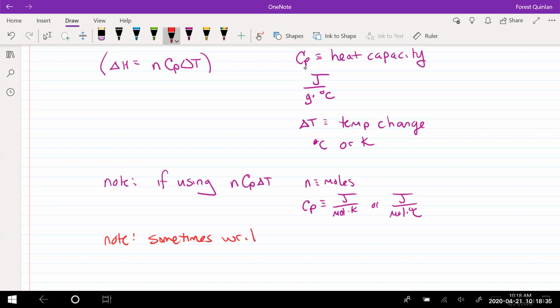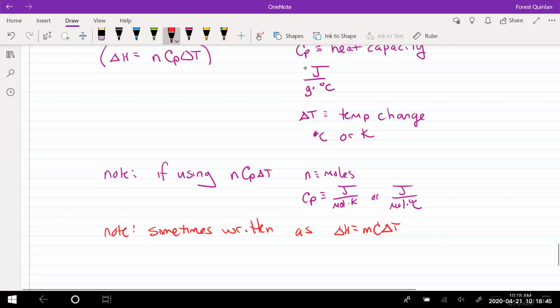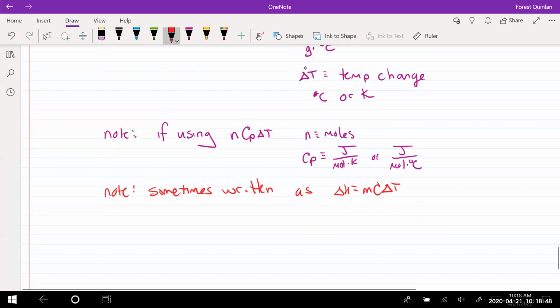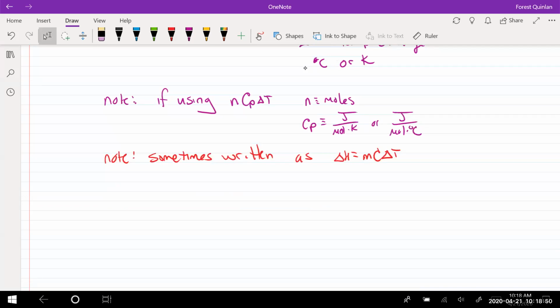Sometimes written as delta H equals MC delta T, and they leave off the P. They're basically using a blanket heat capacity and not telling you the ins and outs, but for my chemical engineers, there is C, CP, and CV. C is generic. CP is done at constant pressure.